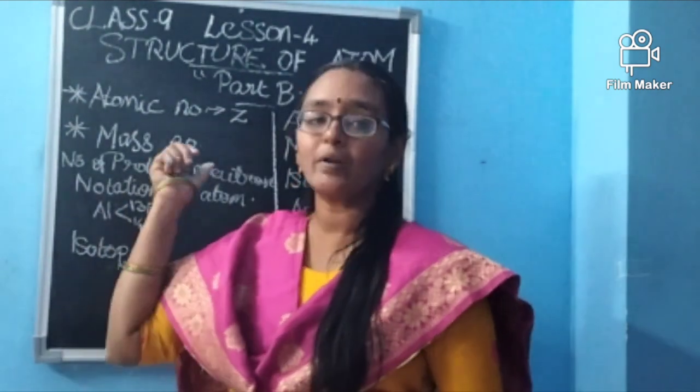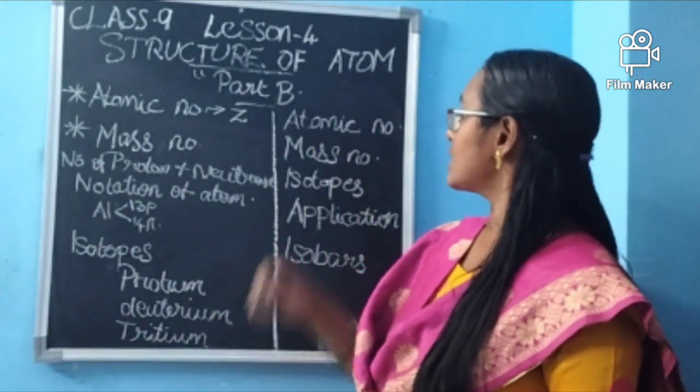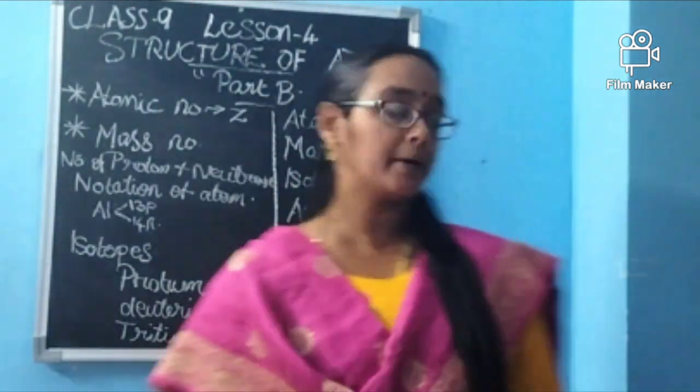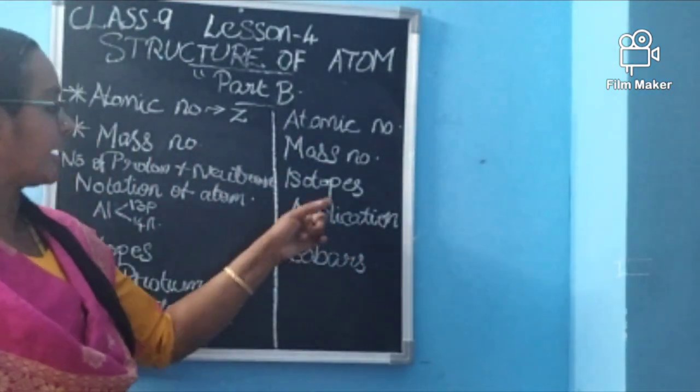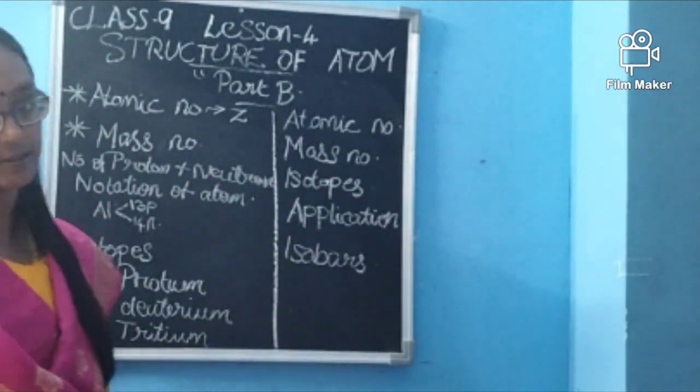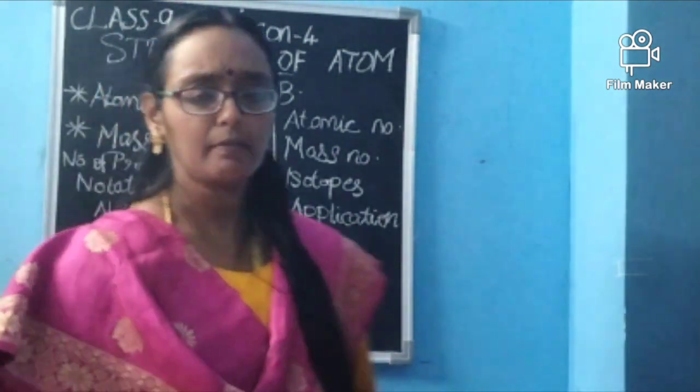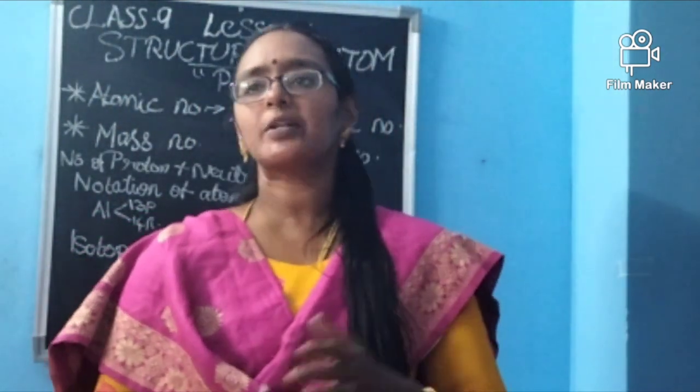Now we are moving to part B. Here, one of the things we will discuss is atomic number, mass number, isotopes, their application, and isobars. Okay? Atomic number. What is this atomic number?